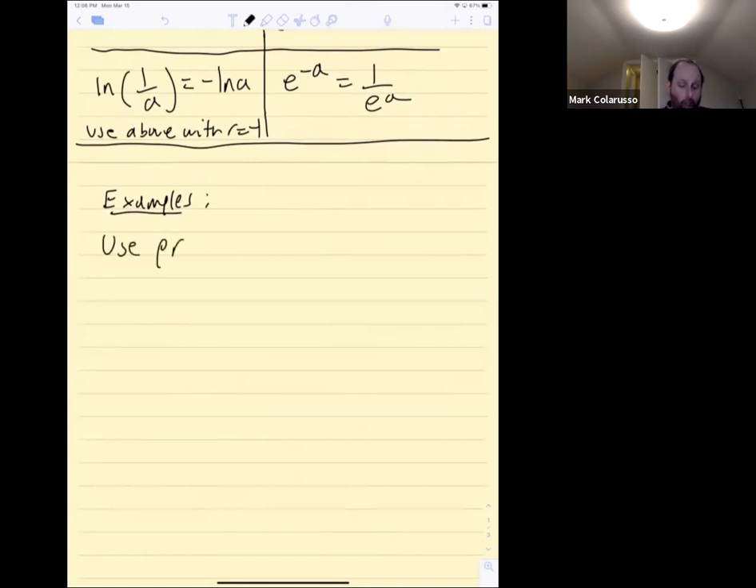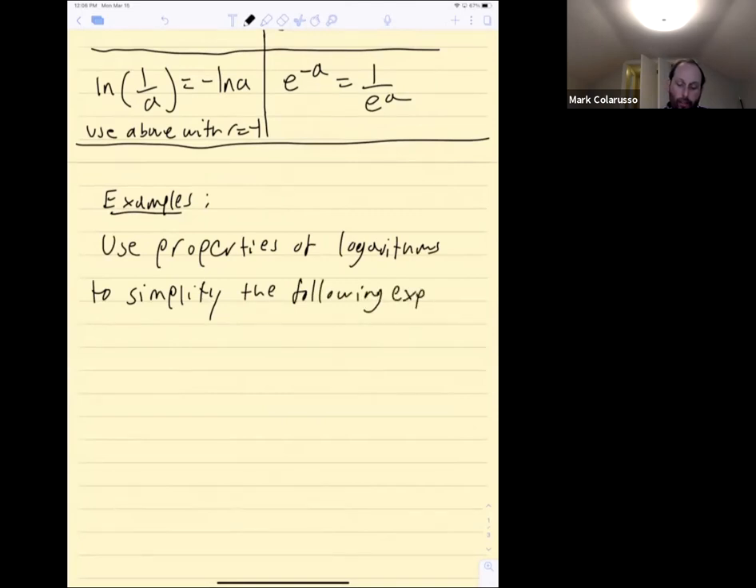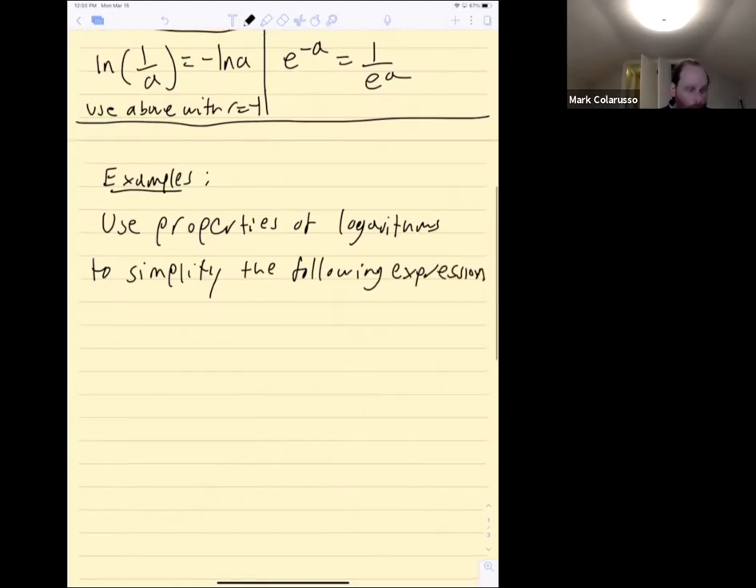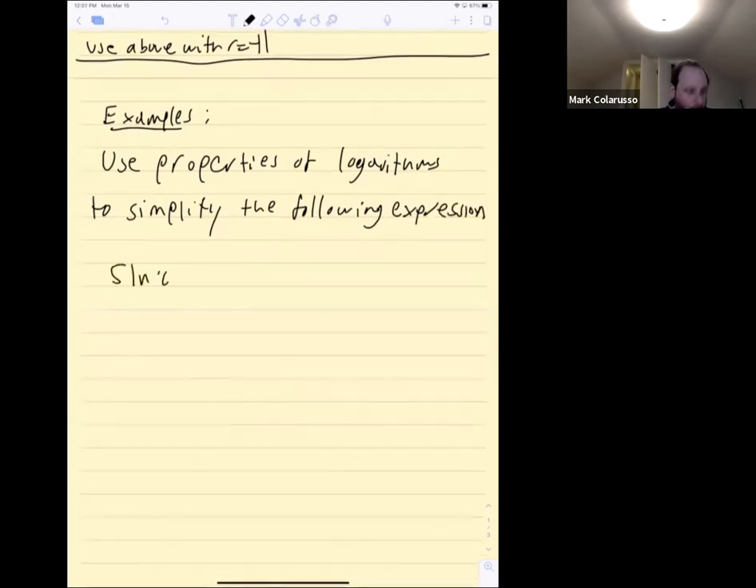Use properties of logarithms to simplify the following expression: 5 ln x minus 1/2 ln y plus 3 ln z.